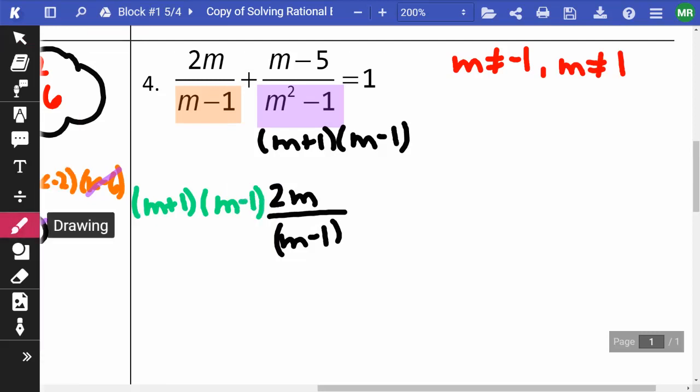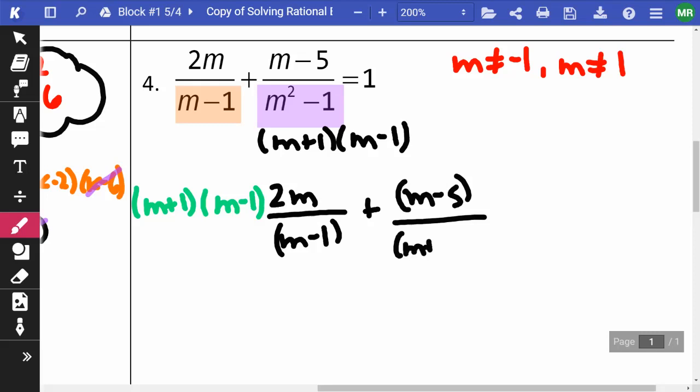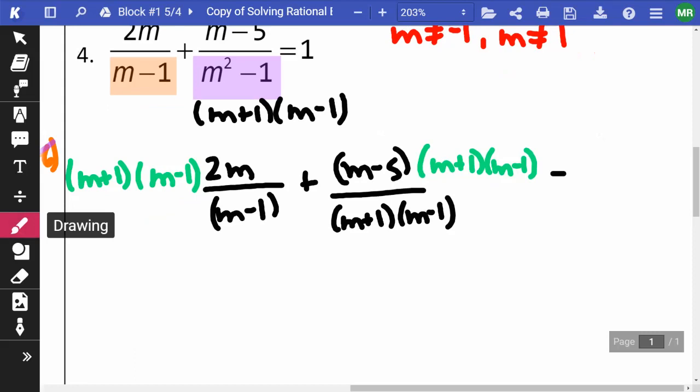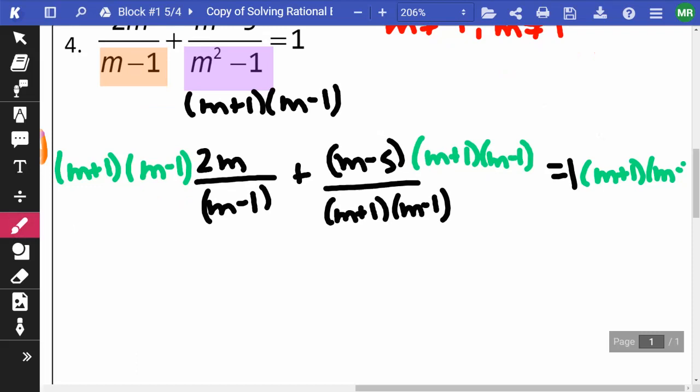Okay. And then I'm going to have a 5 minus m, and I'm going to put that in parentheses. And again, this was an m plus 1, m minus 1. And that is going to be multiplied by m plus 1, m minus 1. And then on the other side of the equal, I had an equal 1. And that also has to be multiplied by m plus 1, m minus 1.